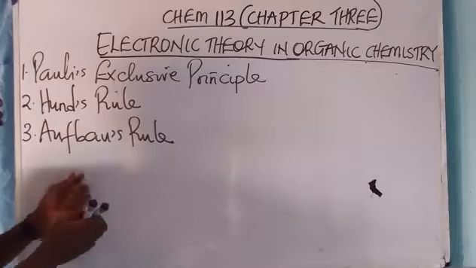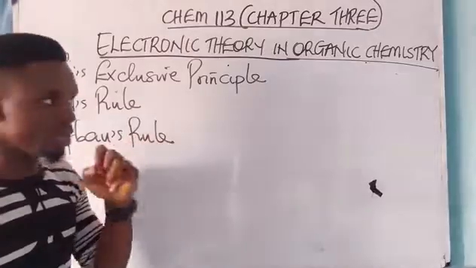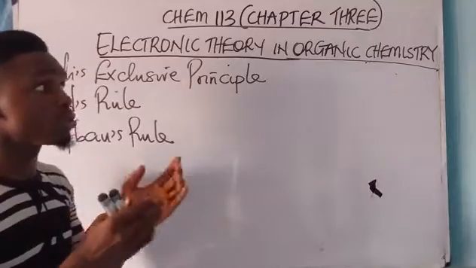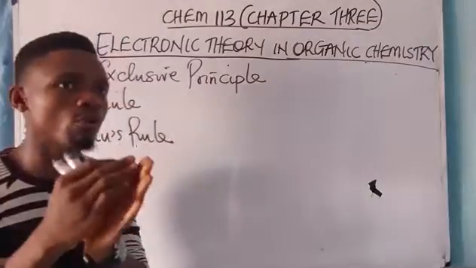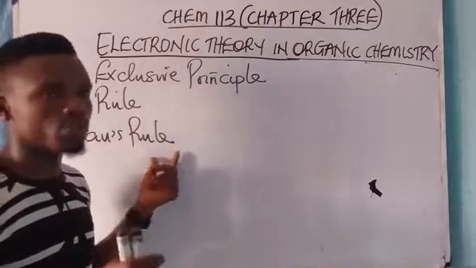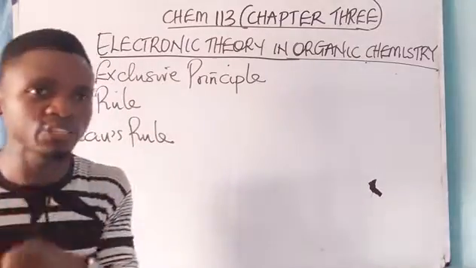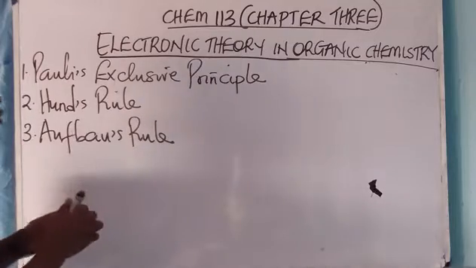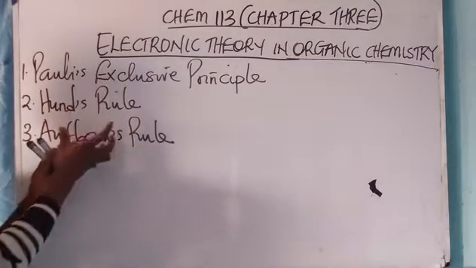This rule states that in filling electrons into the orbitals, orbitals of lower energy level should be filled first before orbitals of higher energy level. That is to say, let me illustrate that. Before I go into that, I'm going to use an example to explain these rules.